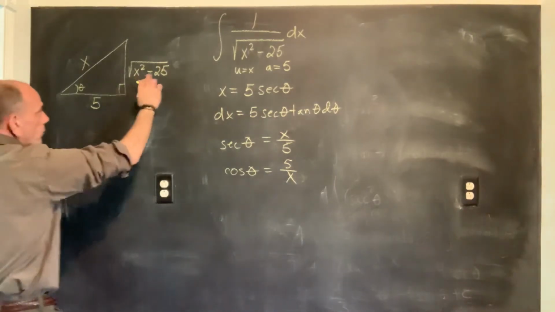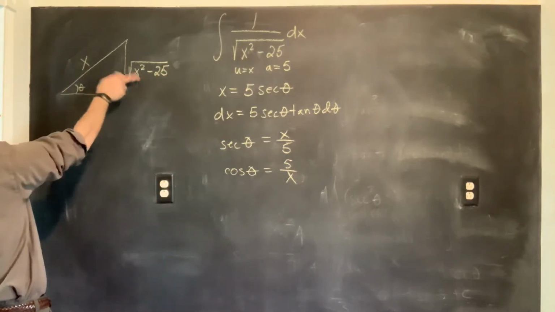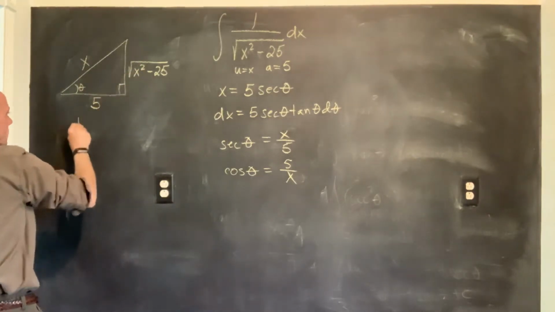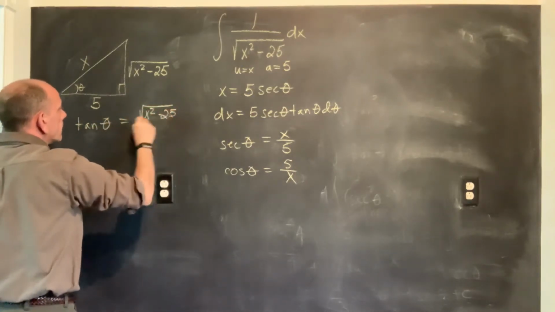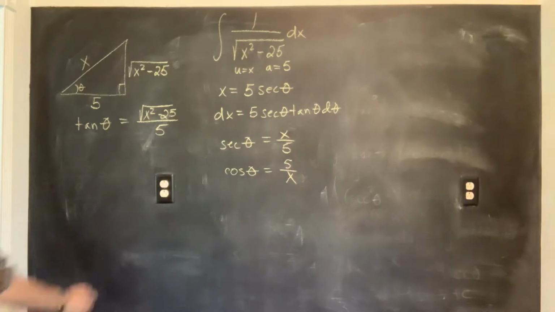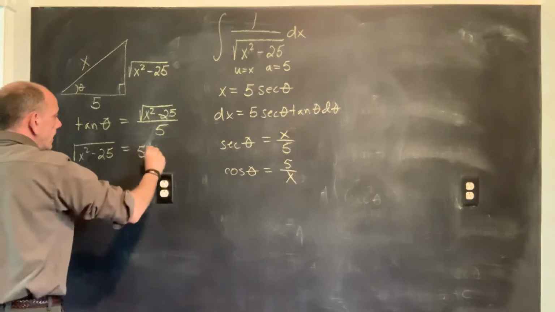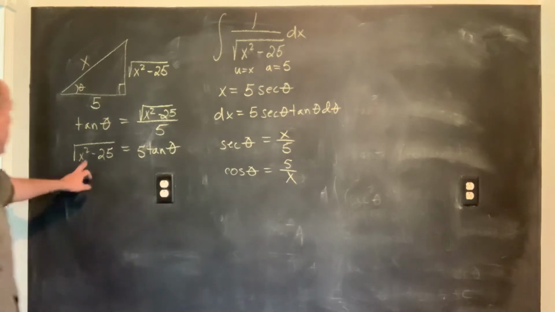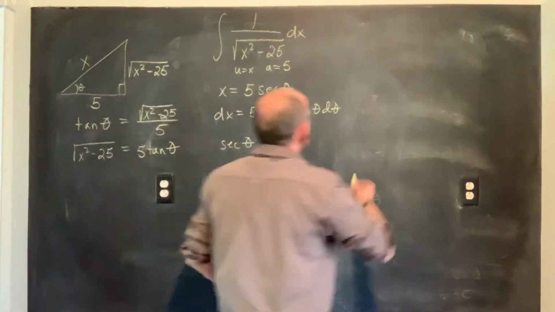Again, I'm trying to get at that root so I can sub it in, and I don't want to reintroduce this, so I'm not going to use the sine, opposite over hypotenuse. I'll use the opposite over the adjacent, that's the tangent. So the tangent of theta is the opposite, x squared minus 25, over the adjacent, which is 5, which means that my root, x squared minus 25, is 5 tan theta. Nice, so I know what the root is, I know what dx is, that should be everything that I need to be able to sub in.